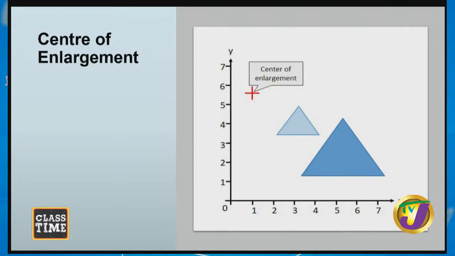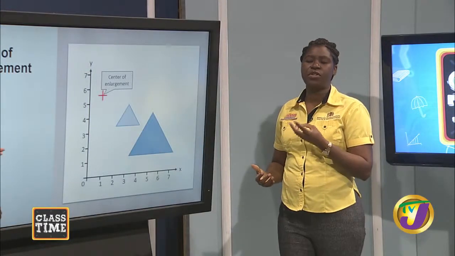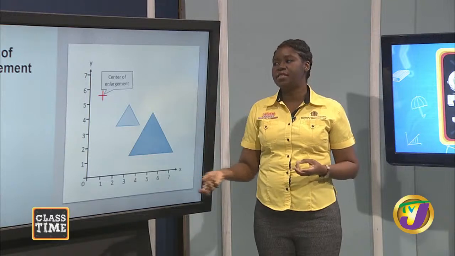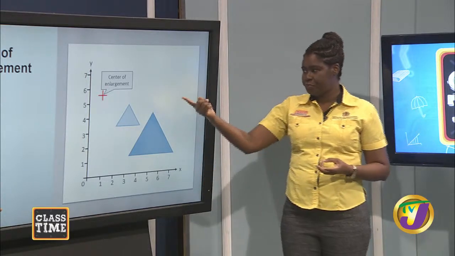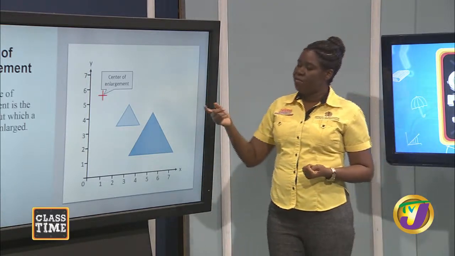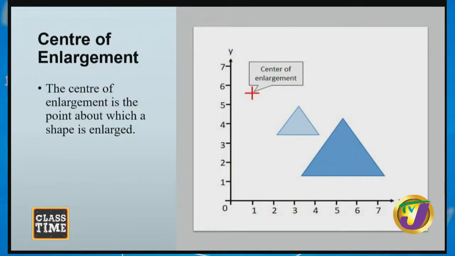Okay, so we're going to start out. We have mentioned that enlargement needs a center of enlargement, and we also need a scale factor. So let's discuss the center of enlargement. Notice here on this point, what would be our center of enlargement? Clearly it's not the origin anymore.